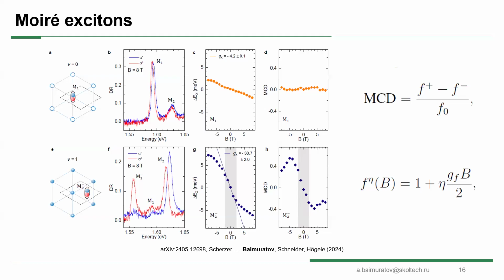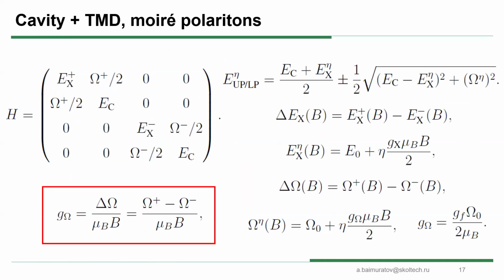But maybe so far, if it's not in the cavity, I will show you changes in G factor on the next slide. But now we know that oscillator strength also depends on magnetic field. Yes. This fact I use, and I introduce this kind of effective G factor for oscillator strength. And now we go to the cavity. Now we have a cavity.